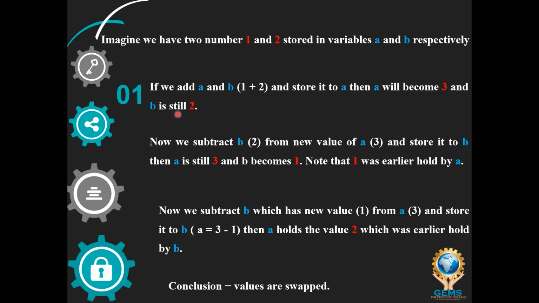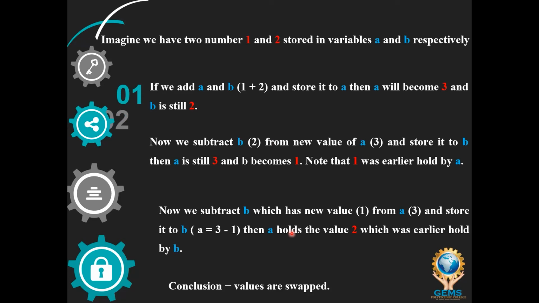That means the first point says, my dear students, that the sum of A and B is going to be stored in A. So what will be the value of A? 1 plus 2, that becomes 3. So A will finally store the value 3 and B still has the value 2. That is the first point.